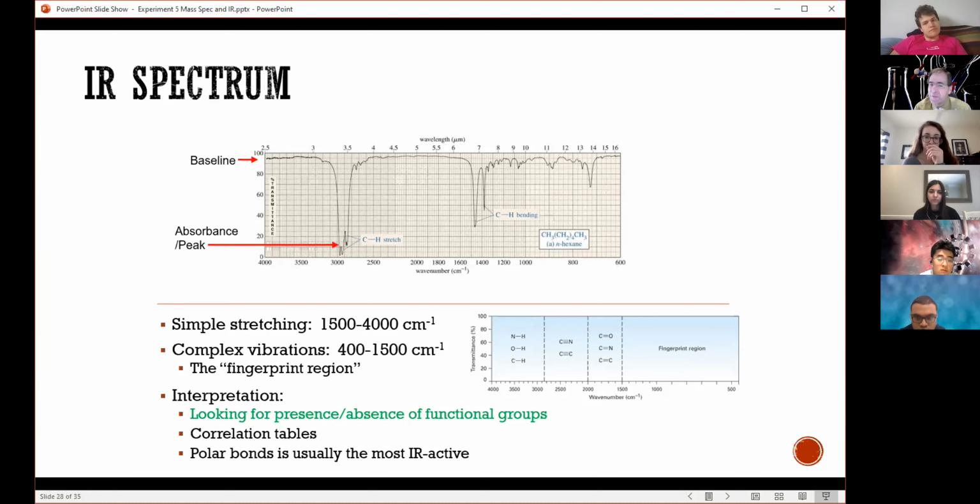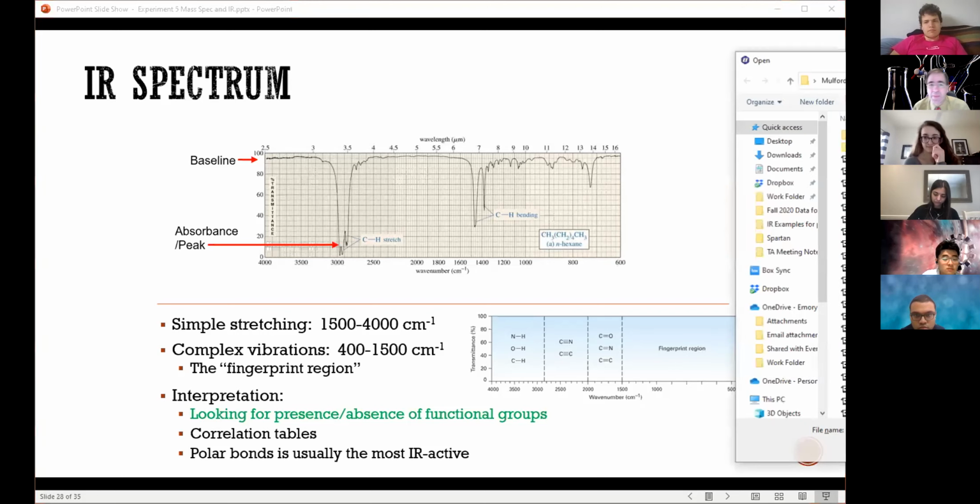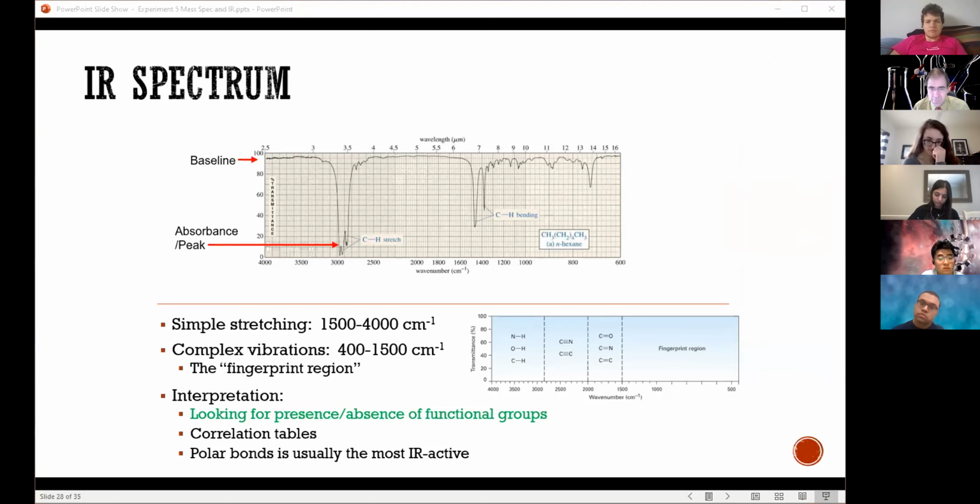So we call it the fingerprint region because every molecule vibrates as a whole in a different way. I will show you that with a molecule in a minute. But the point I'm trying to make is you can try to identify what the stretches are above 1500. You do not try to identify what the stretches are below 1500. But every molecule will have a different pattern below 1500.